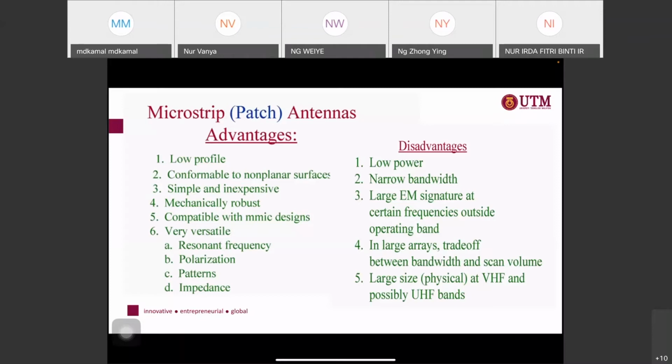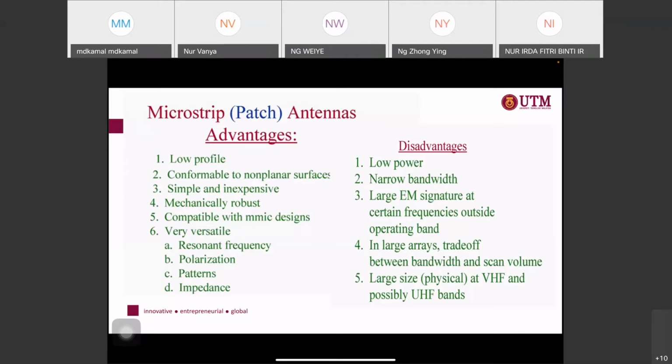So that's why we need to find a method. They try to increase the substrate thickness. We also try to make the epsilon r value higher, lower, etc.